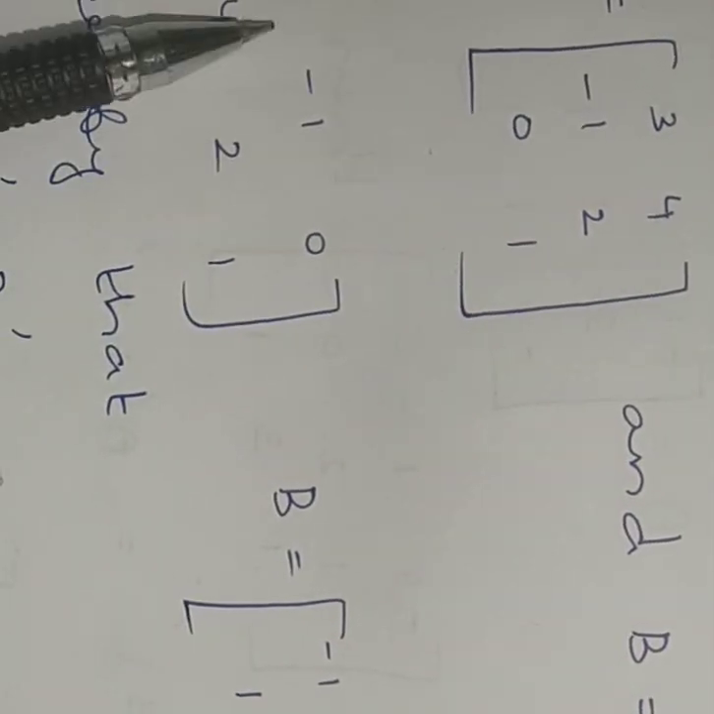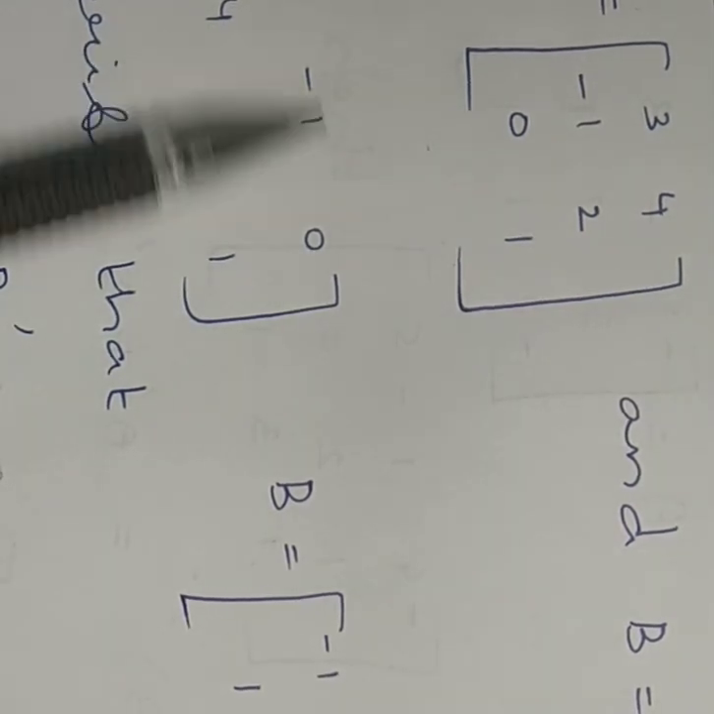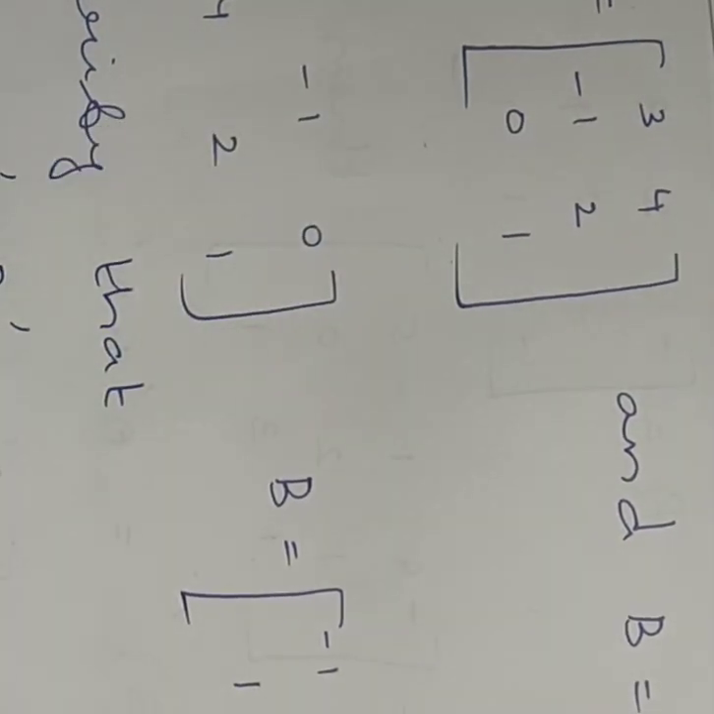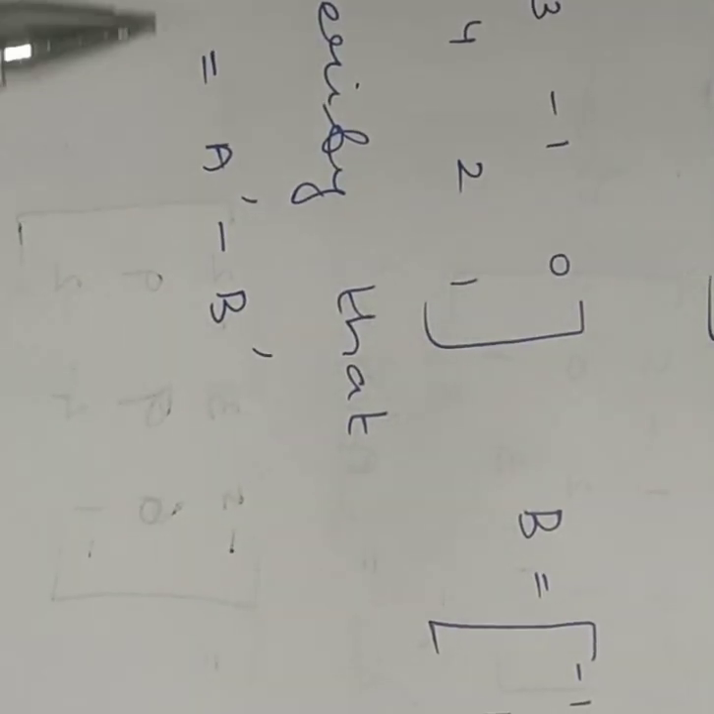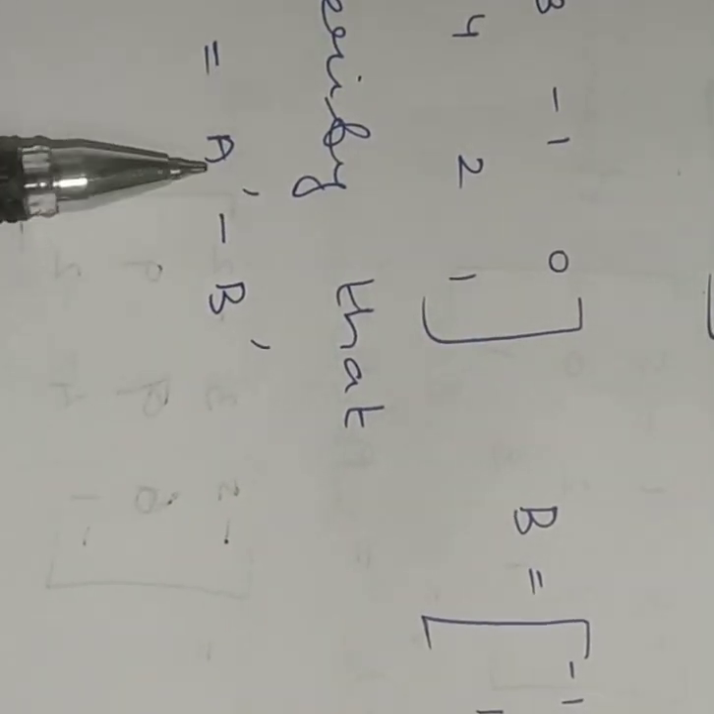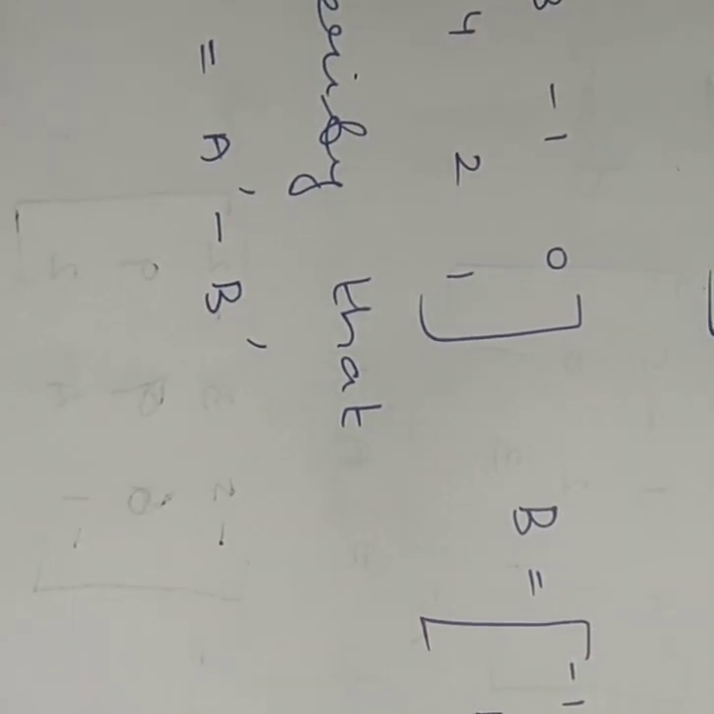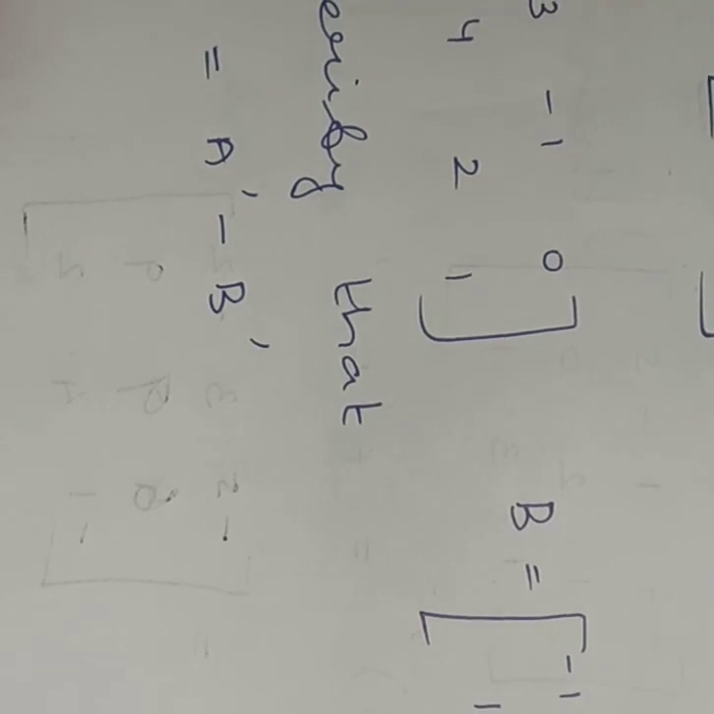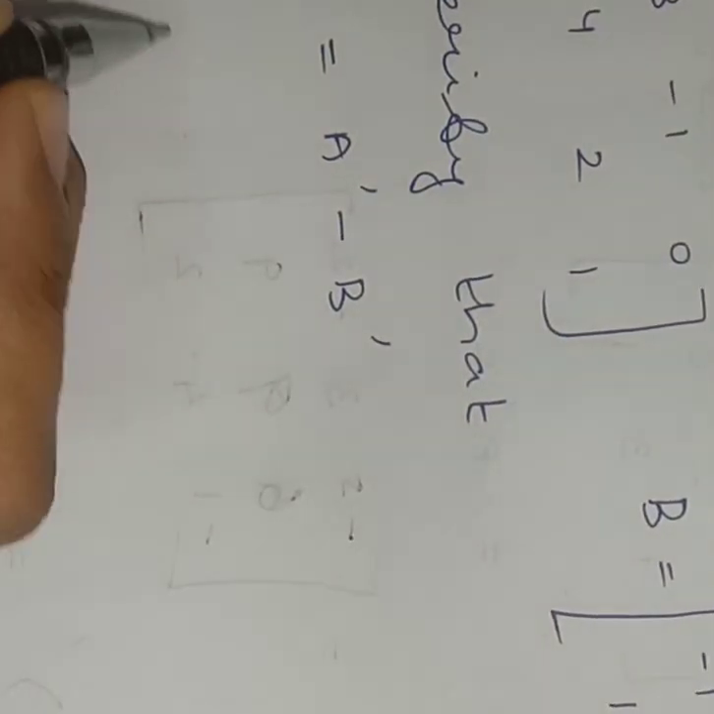And what is A? The first row will become the first column. So we are changing A to A dash before going into the sum, and we are writing B as it is. So we want to verify that (A minus B) the whole dash is equal to A dash minus B dash, right? So like the last sum. First you should find A minus B. Okay, so what is A minus B here?